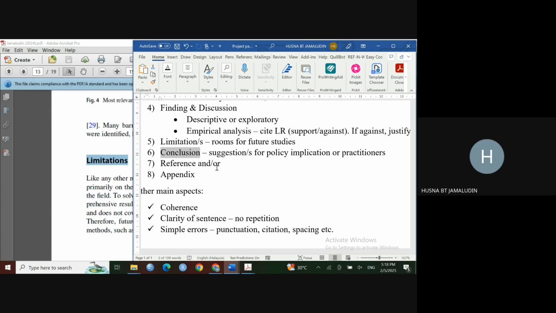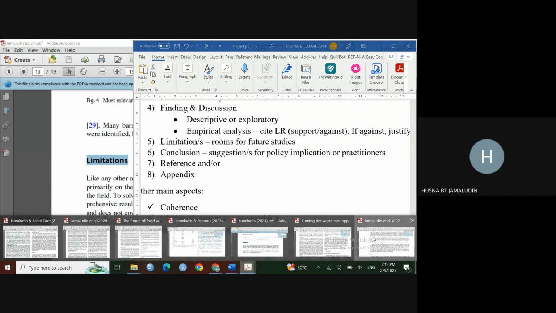And then the second part that many students miss: suggestion for policy implications or improvement. So policy implication could be for government, it could be for practitioners, it could be for industry. When you talk about zakat, you want to suggest for the zakat institution. It depends on who is affected by your study, who is affected by the problem. So you have to suggest a policy implication for someone to take action on.